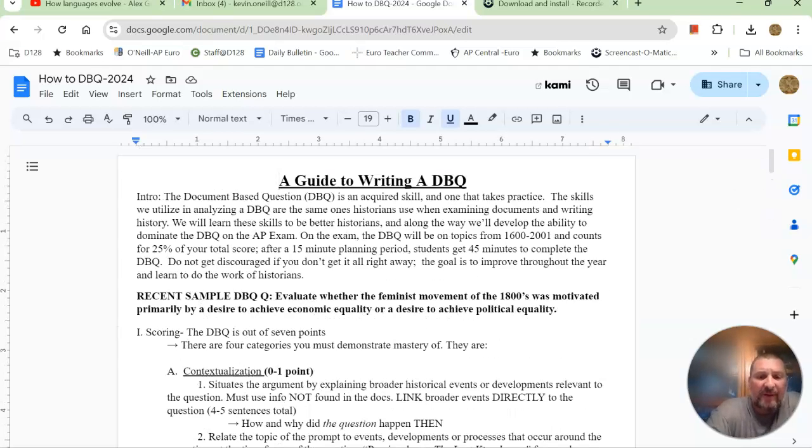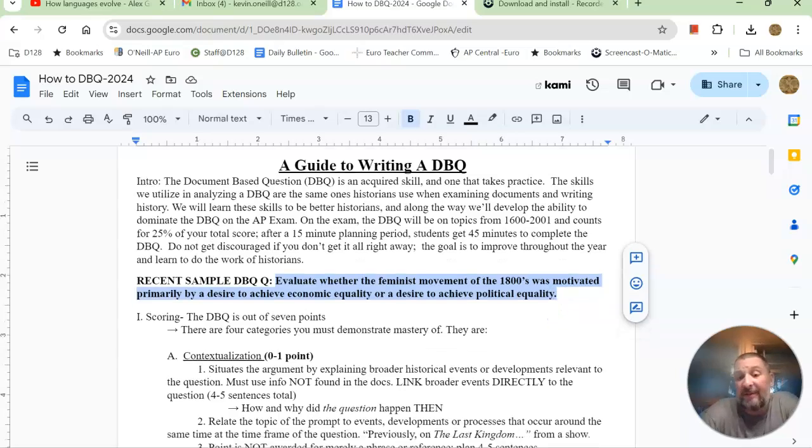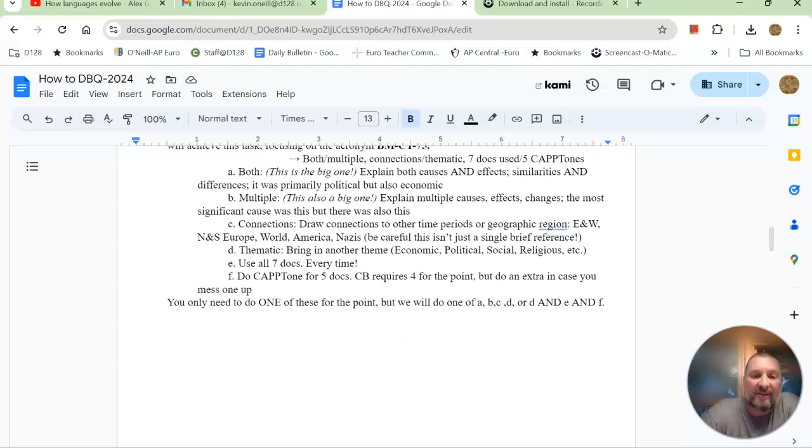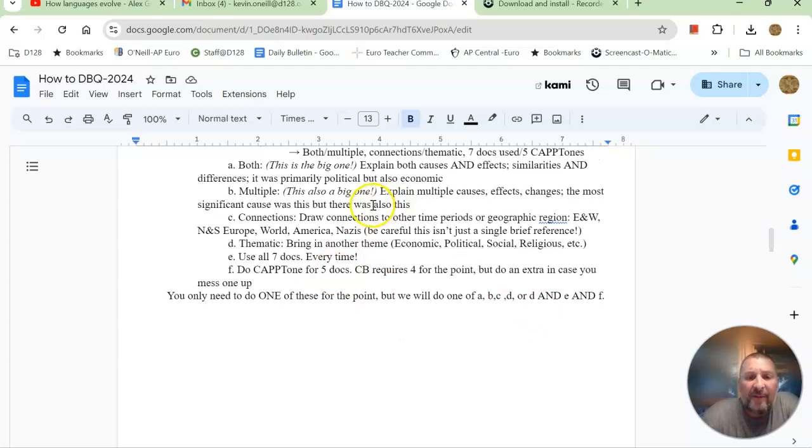Going back to our example question, whether the feminist movement was about economic equality or political equality, we're going to say it was primarily economic equality, paragraph 1, primarily economic equality, paragraph 2. And our third paragraph is going to be political equality, or vice versa, however the documents take you. Okay? Multiple, another way to do this: explain multiple causes, effects, or changes. The most significant cause was this, but there were also these. And so that is both and multiple, those are the biggest ways that we are going to look.